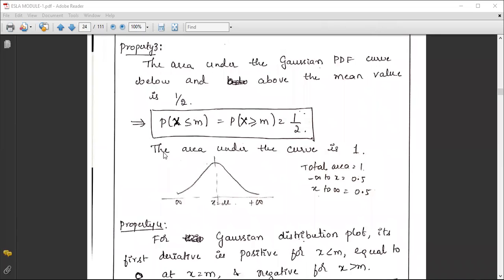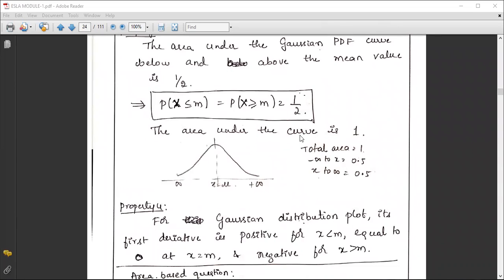The area under the curve is 1. The total area of the curve is 1. The maximum probability is 1. Therefore, if x is some value, then minus infinity to x gives 0.5, which is 1 by 2, the same as the property says. And x to infinity is 0.5. Therefore, the total area is 1.